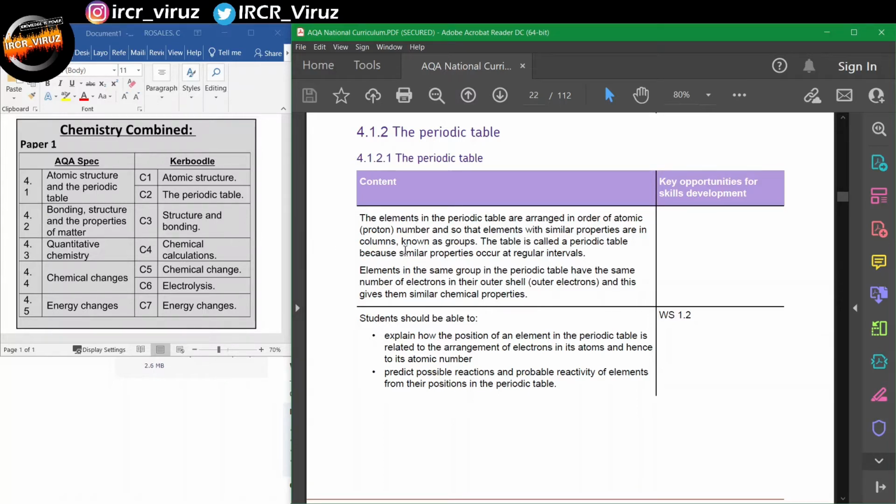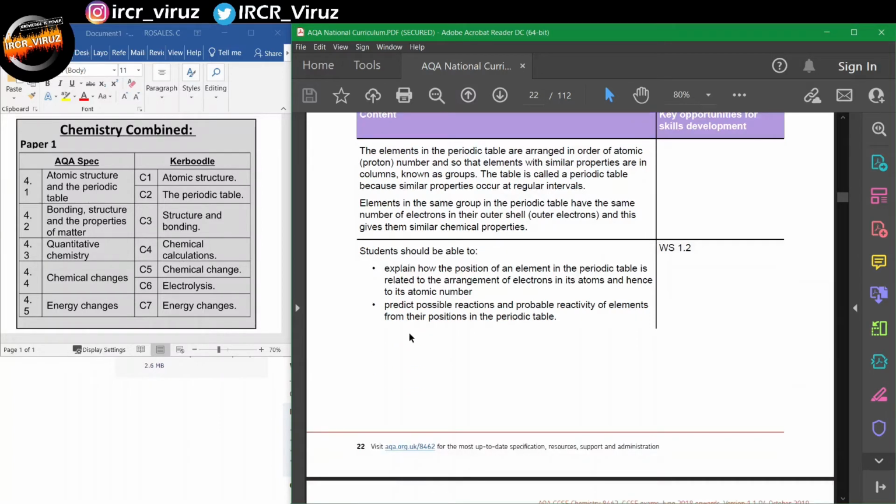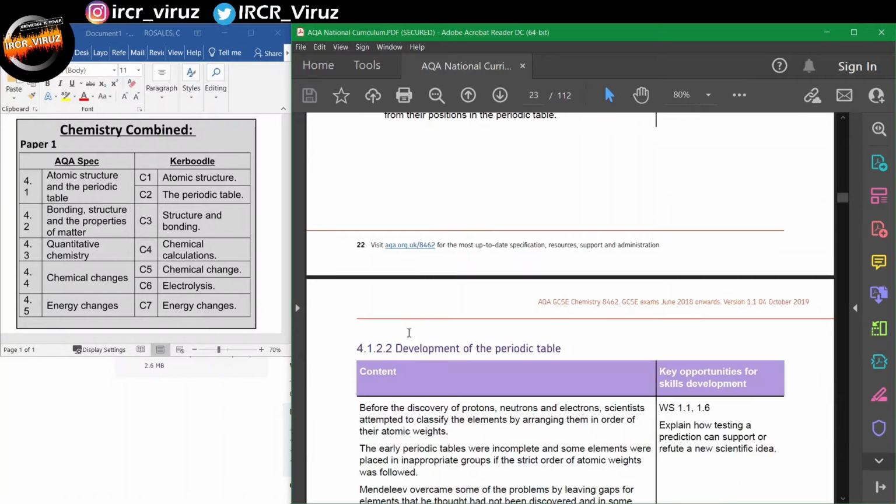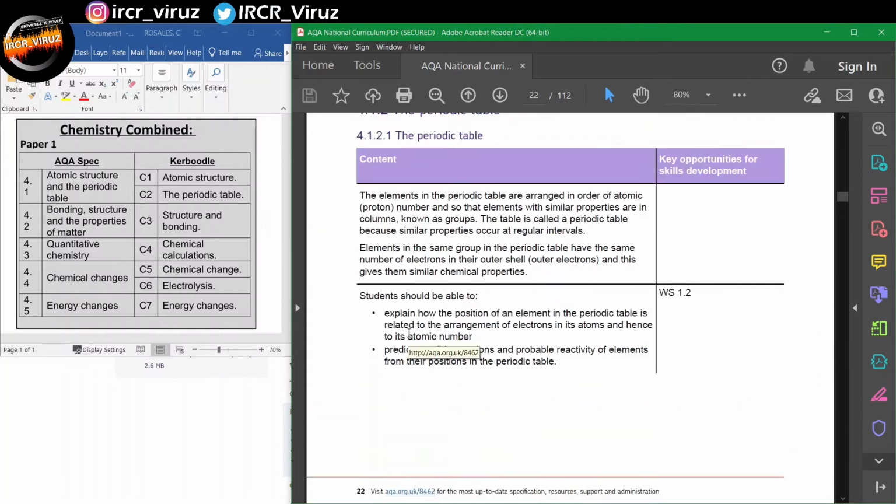Okay, so elements in the periodic table are arranged in order of atomic number, the number of protons, and so the elements with similar properties are in columns known as groups. Okay, right. So what we have here essentially is they are explaining how to read the periodic table. They're telling us that the columns are called groups, and the elements in the groups are arranged depending on the number of electrons that they have in the outermost shell.